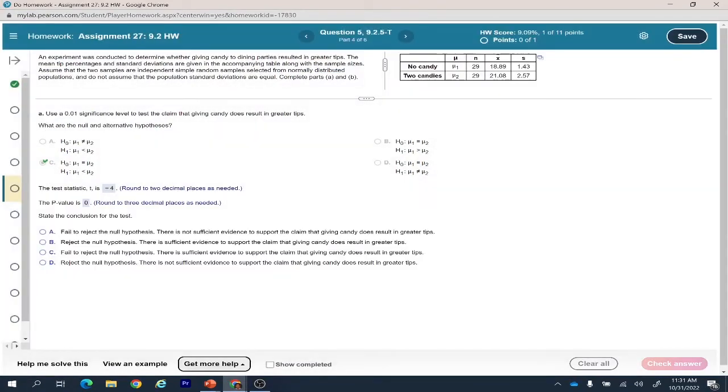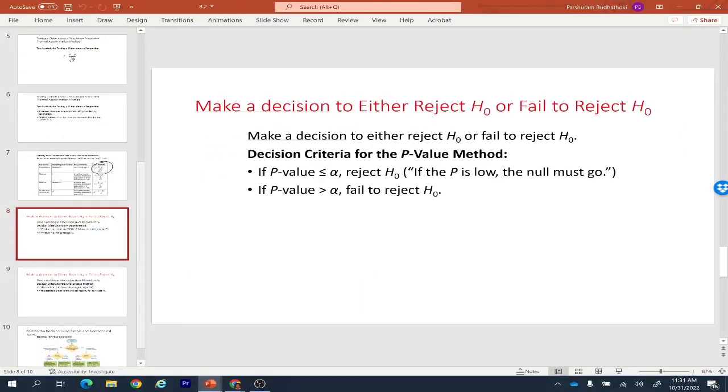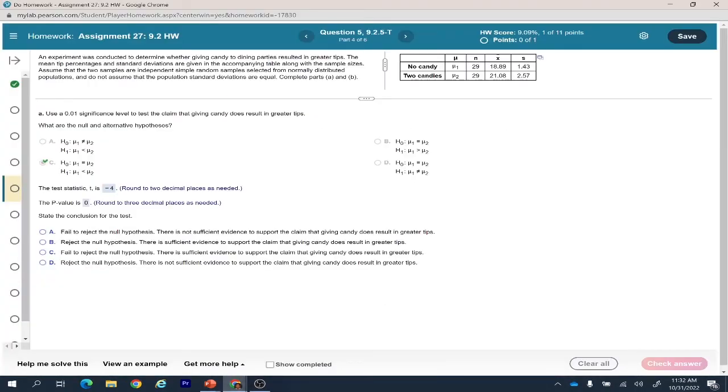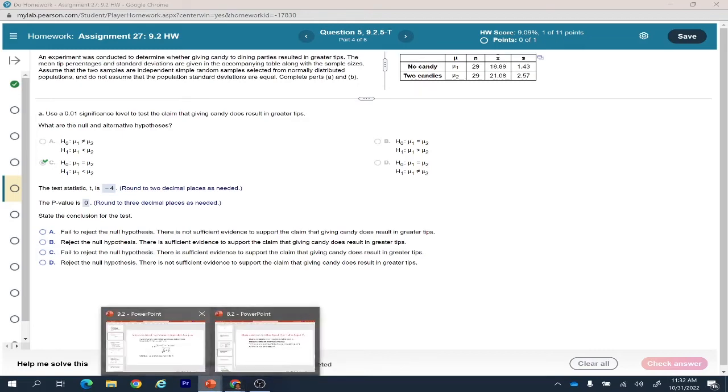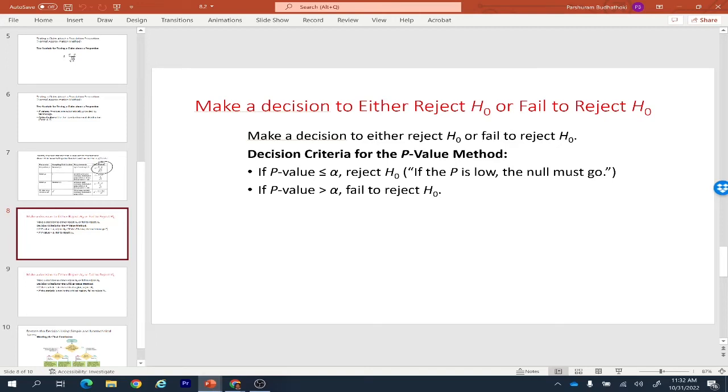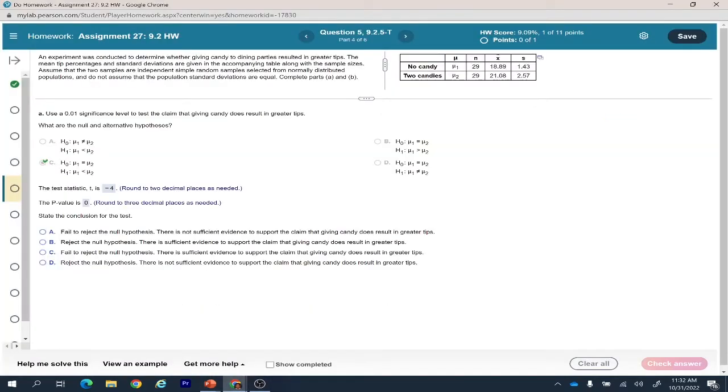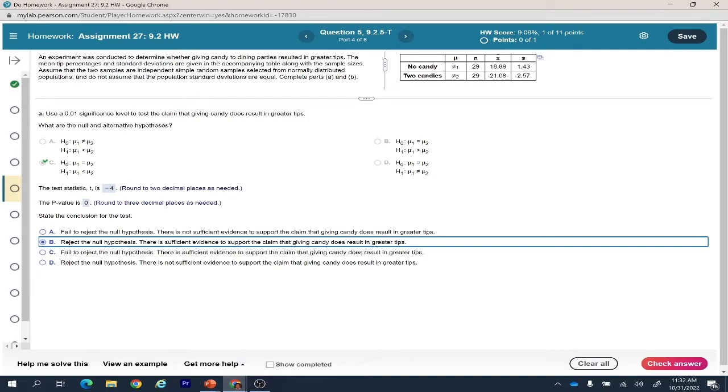Now, to make the conclusion, we have to go back to the previous section where you have to compare the p-value with the significance level. In this case, the p-value is 0 and the significance level is 0.01, so it's less than the significance level. Less than the significance level means reject the null hypothesis. So reject the null hypothesis. So there are two options to reject the null hypothesis. One is there is sufficient evidence to support the claim that giving candy does result in greater tips.